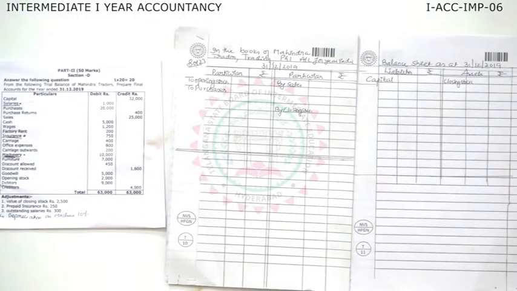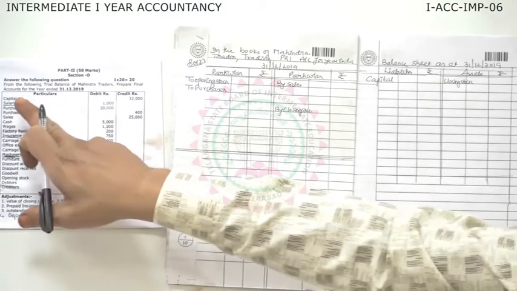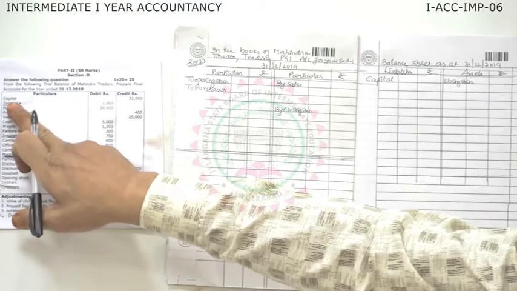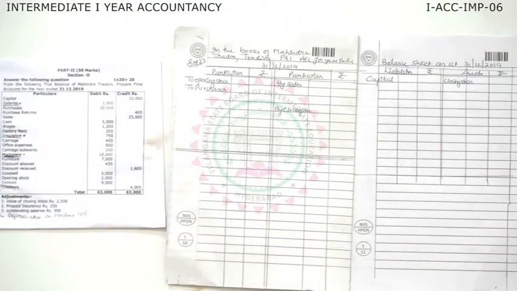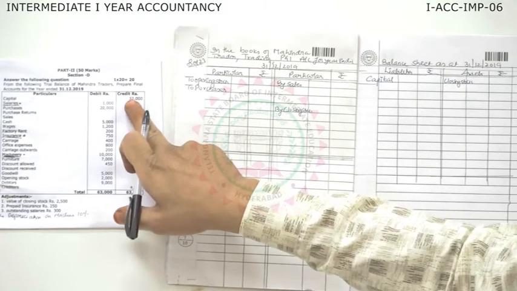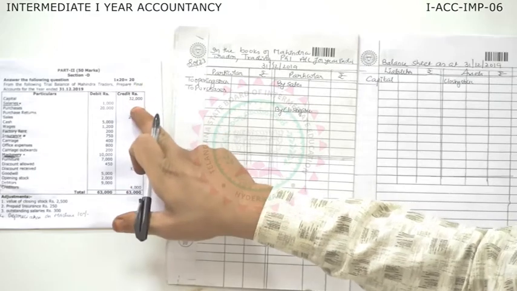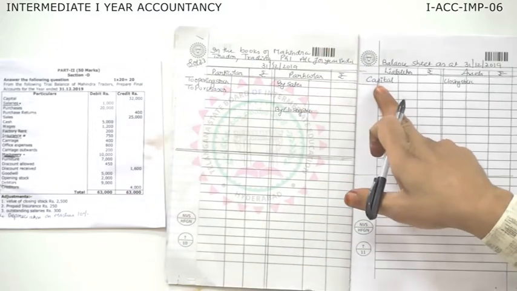Okay, now how meticulously and in an easy manner we'll be able to do the problem. Item to item you are going to take, you know what are assets, what are liabilities and what are direct and indirect. Now I'll be explaining simultaneously. What is the first item given to us? Capital, right? Capital is a liability, dear students, and the amount is 32,000. So we'll go to liability side.